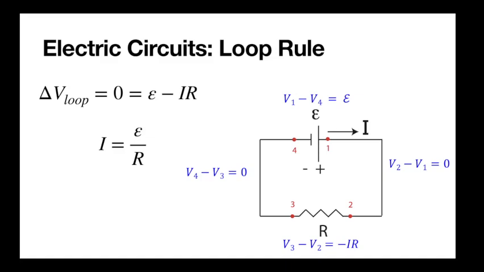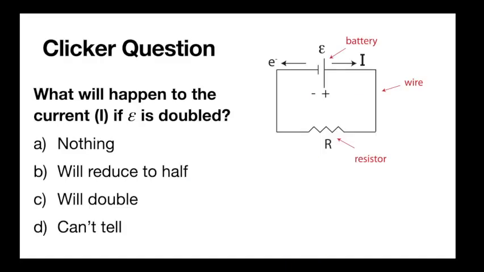So let's do a couple practice questions with these. Same circuit here. What happens to the current if epsilon, the voltage of the battery, is doubled? Try to keep this one to just 30 seconds or so.